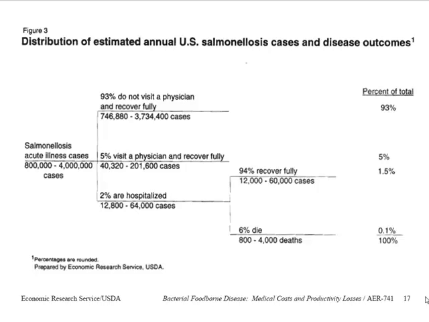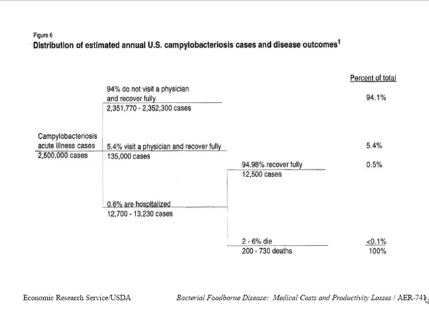Well, 93% don't even go to a physician. They recover fully. 5% here did go to a physician and recovered fully. We don't know what the magic was there in terms of the treatment modalities. And 2% were hospitalized. And of that hospitalized minority, 94% recovered fully, and in this estimation here, 6% died. We don't know what the role of antibiotics in any of this was. These are just salmonellosis tracking and estimates. Similar for campylobacteriosis, same kind of thing, if you want to follow that logic down.